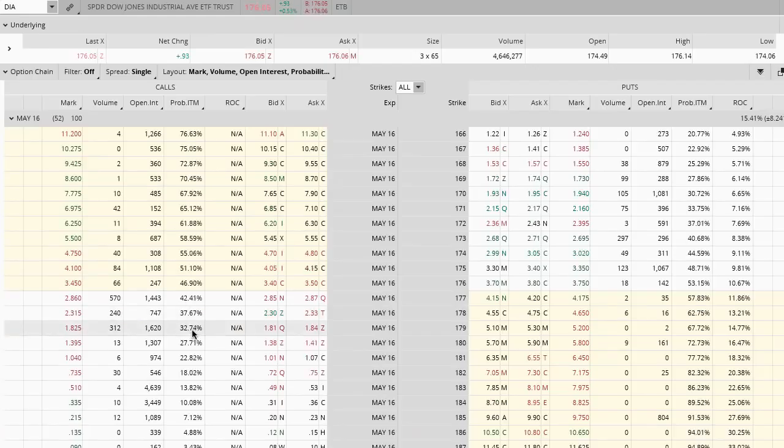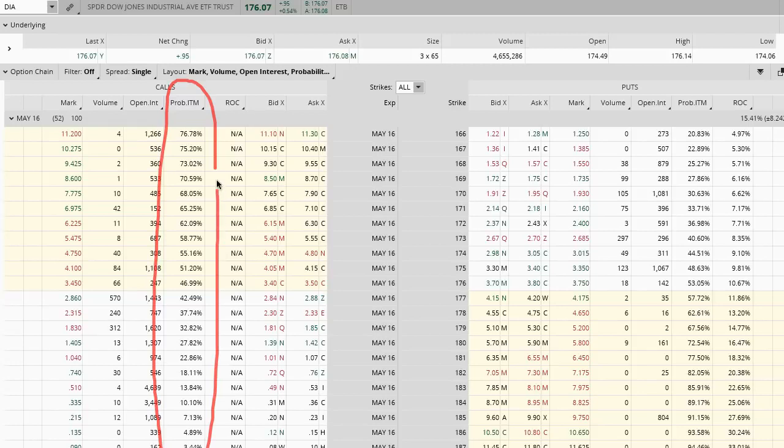The first thing that we have to do is look vertically up and down our probability of being in the money column here on Thinkorswim, and we find the probability level that gives us about a 30% chance of losing on this trade.